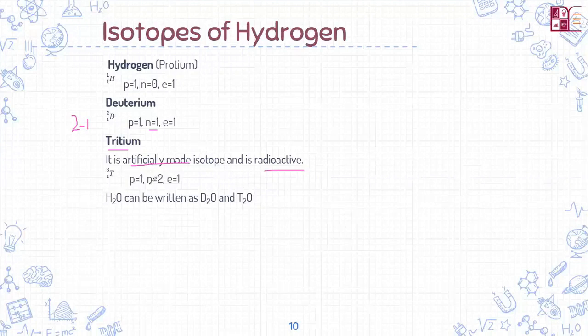So it has two neutrons. How come? 3 minus 1, A minus Z. Right?